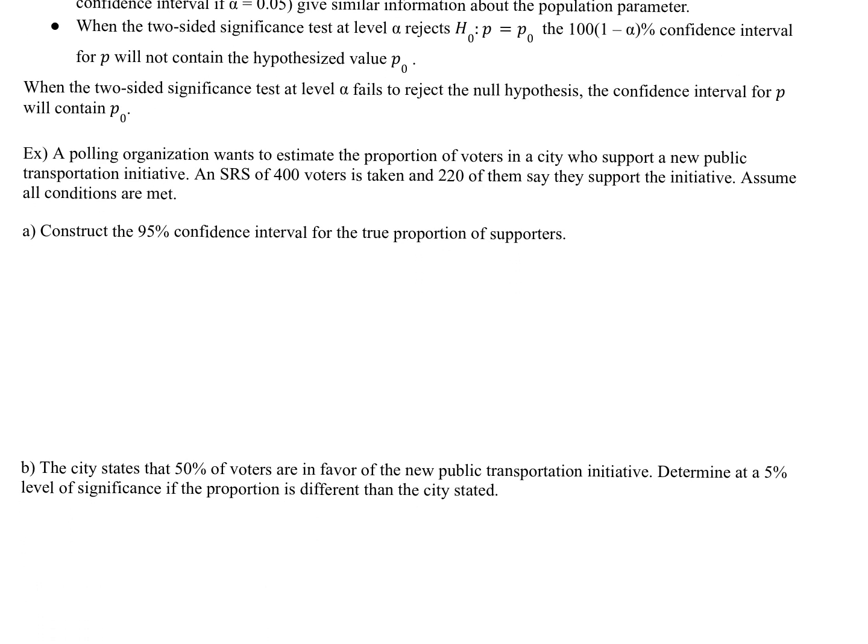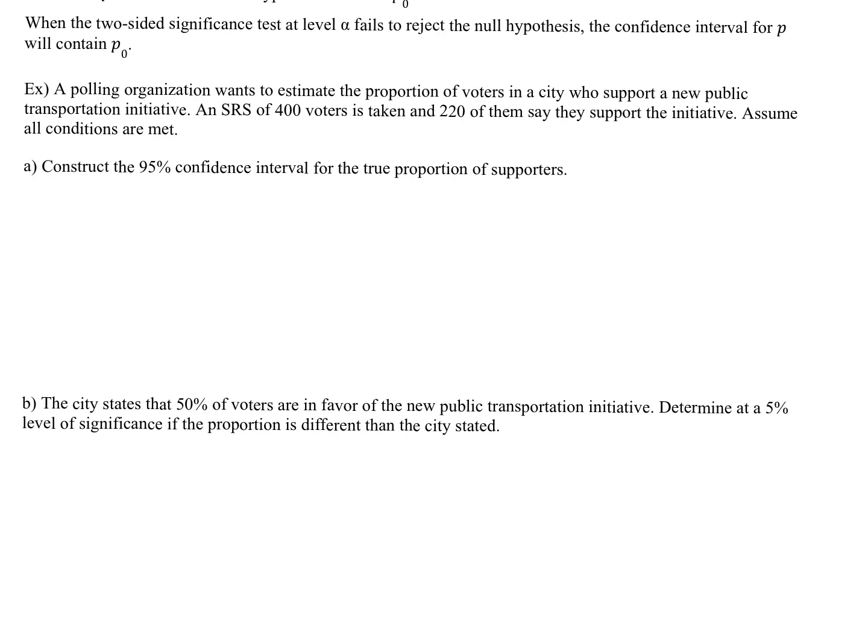So we have a polling organization that wants to estimate the proportion of voters in a city who support a new public transportation initiative. An SRS of 400 voters is taken and 220 of them say they support the initiative. Assume all conditions are met. So we're going to construct our 95% confidence interval for our true proportion of supporters. Our critical value for a 95% confidence interval is 1.96. And then our p-hat is going to be 220 over 400.